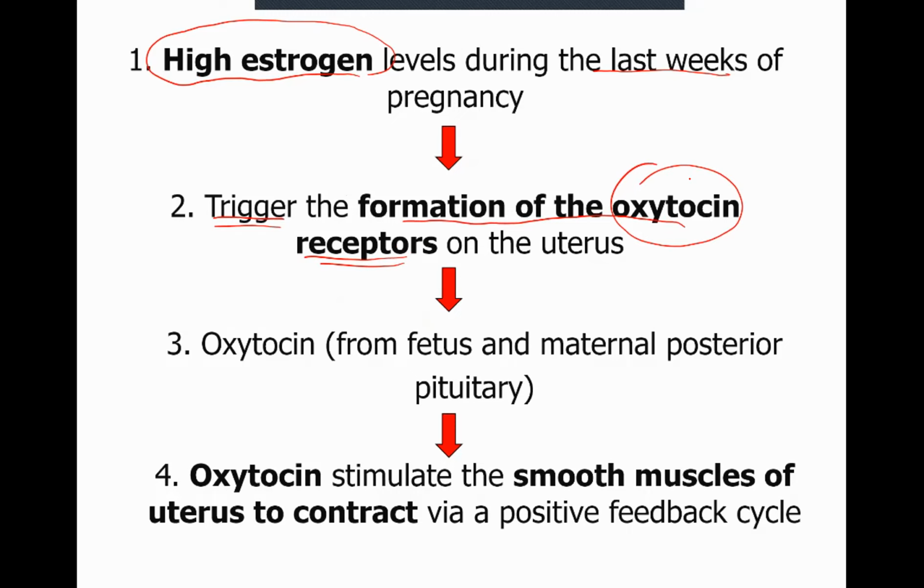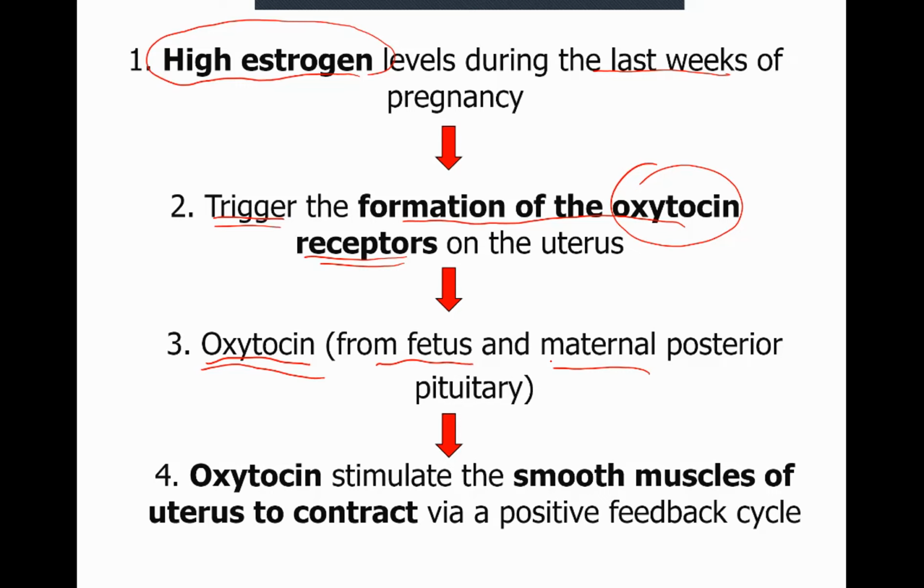Okay, right? So remember what is oxytocin? Right, oxytocin is one of the hormones released by the pituitary gland, the posterior pituitary gland, and it is released from both the fetus and the mother, or in the maternal posterior pituitary gland. Maknanya dua-dua, mak dengan baby, dua-dua keluarkan oxytocin.